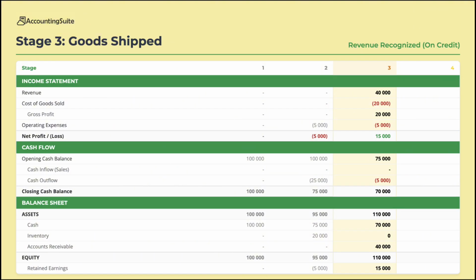Profit does not always mean cash. Revenue is recorded when the sale happens. Cash is recorded when payment arrives. This is a crucial accounting concept.